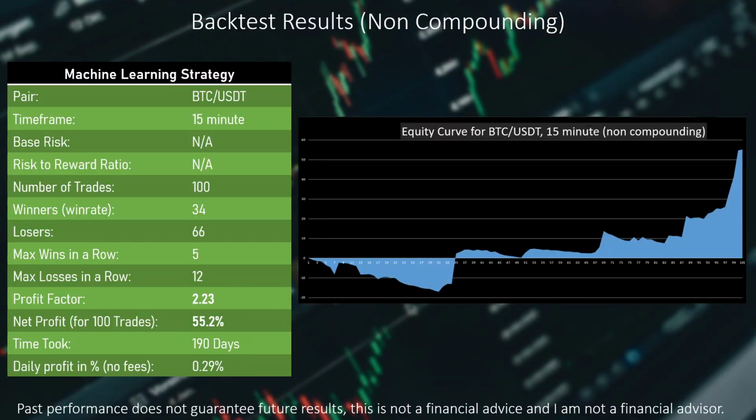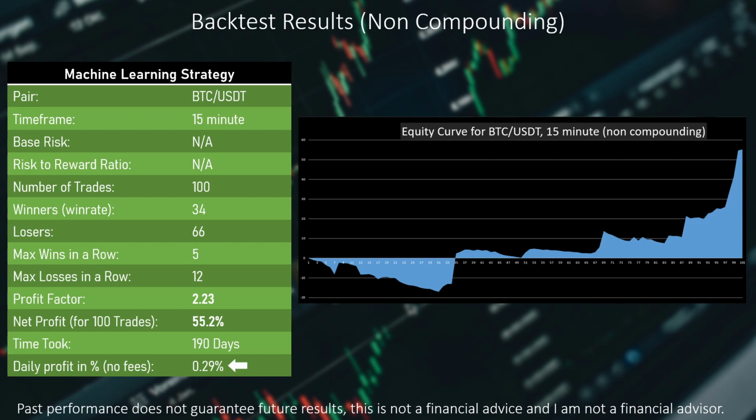And the results are in. After 100 trades on the BTC USDT 50-minute chart, the strategy had 34 winners and 66 losses, bringing the strategy to a 55.2% net profit with a whopping 2.23 profit factor. The time it took to complete the 100 trades was 190 days, which means that the average daily profit was 0.29%. Looking at the equity curve, we can see an exponential growth with a few bigger pullbacks.